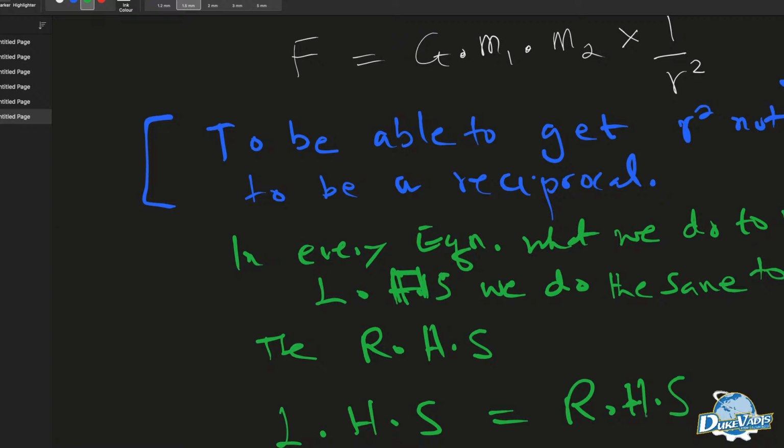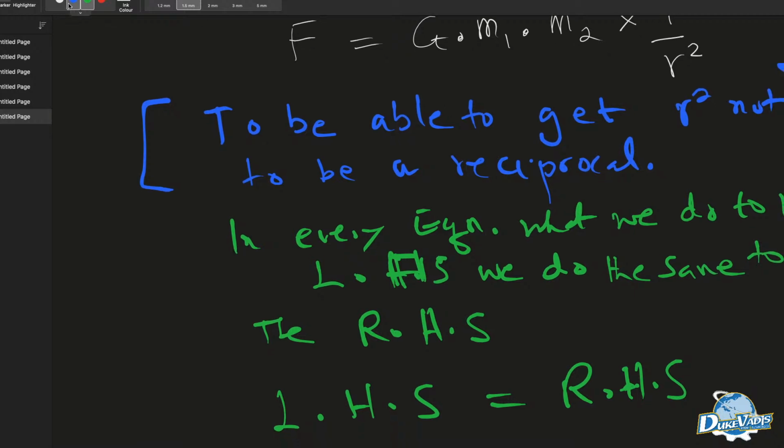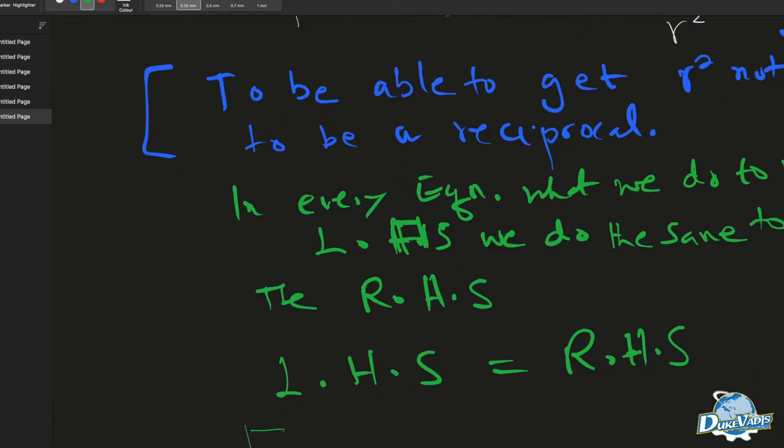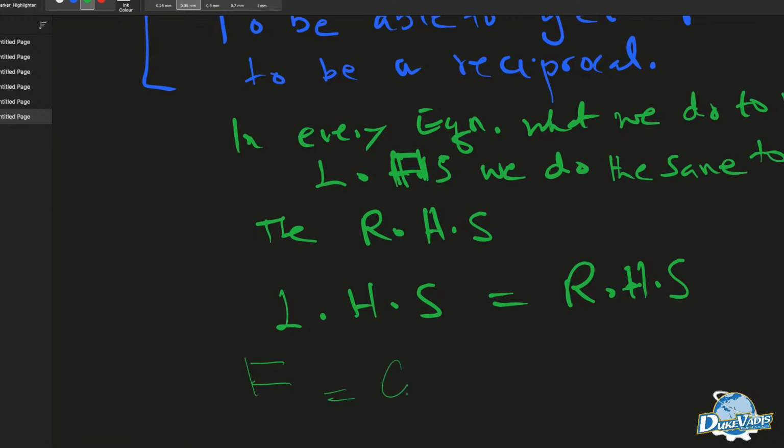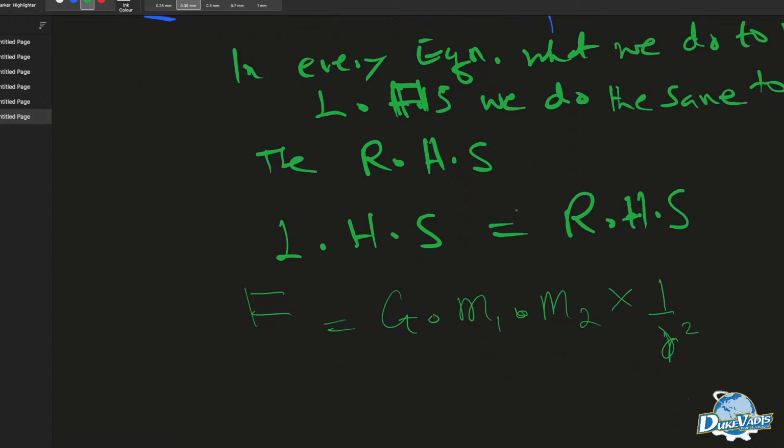So when we look at the equation again, we see that F equals G multiplying M1 and multiplying M2 times 1 over r squared. What we are going to do is multiply through by r squared, such that r squared is not equal to 0.